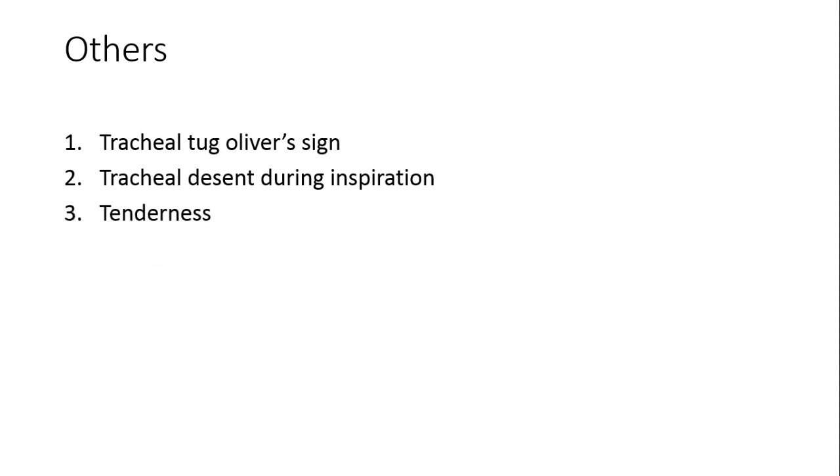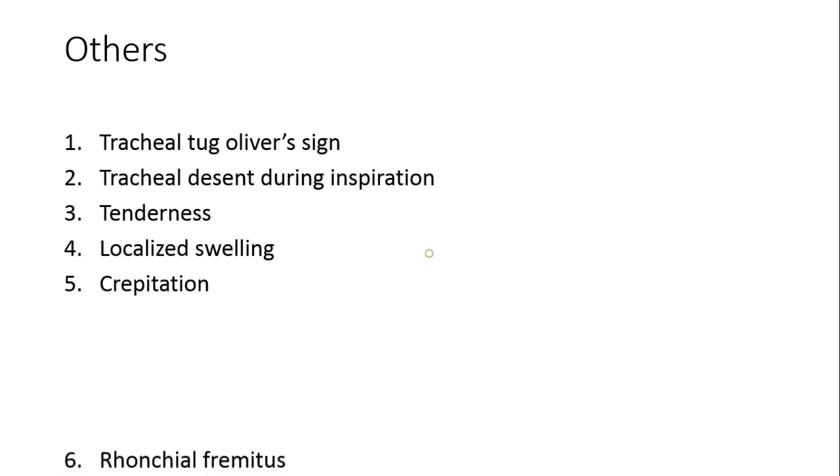Other one is tenderness of rib, intercostal space and precordium. In case of rib, tenderness is present in case of fracture of ribs. In case of intercostal space, tenderness is present because of pleurisy or empyema. In case of precordium, if tenderness is present, it is because of neurocirculatory asthenia. Another one is localized swelling, which we describe in inspection findings. Other is crepitation. Crepitation is felt in the chest in case of subcutaneous emphysema. It is also called surgical emphysema.